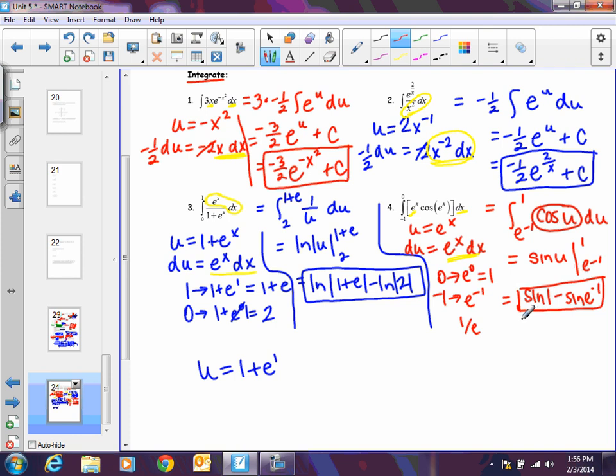Again, I want you to notice, in 1 and 2, I had a plus C because those were indefinite. They didn't have bounds, and I had to go back to x on those. 3 and 4 had bounds. I changed the bounds and stayed in u. Those are mistakes that a lot of people made on the quiz from last week that could definitely be fixed.